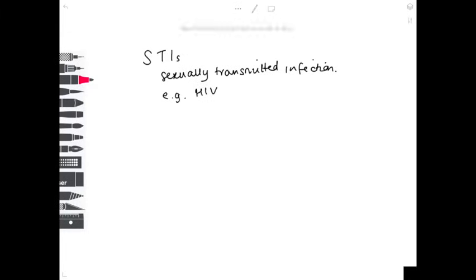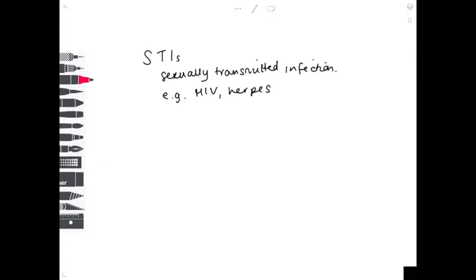Now a fairly unpleasant topic, which is to do with STIs. So these are sexually transmitted infections. And as the name suggests, it's an infection transmitted by bodily fluids through sex. Good examples here include HIV. Herpes is another example. You could also have chlamydia or gonorrhea. I have no clue how to spell those, so I'm not going to write them here.